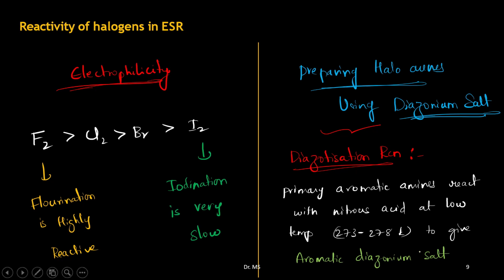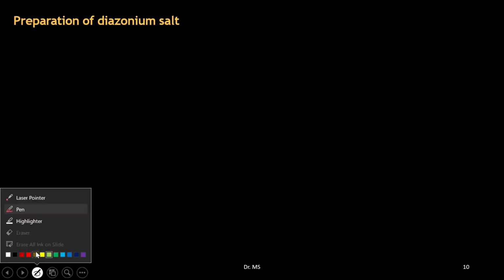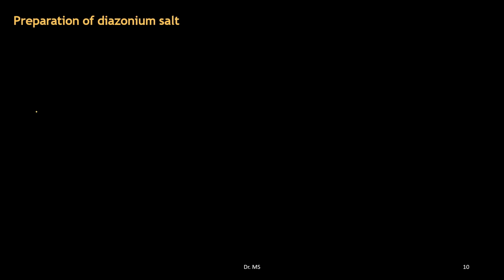So let's take a primary aromatic amine. The best one is aniline. What is the meaning of aniline? It's nothing but the benzene ring attached to NH2. And you are treating it with NaNO2 in the presence of HCl at 0 degrees Celsius or 273 Kelvin.